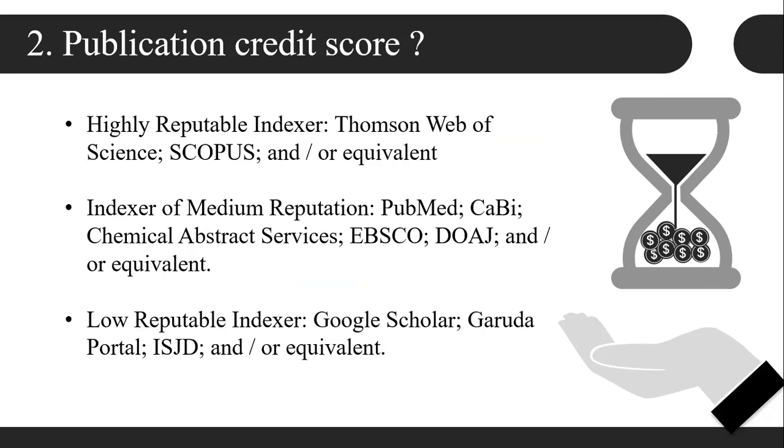The second one is indexers of medium reputation: PubMed, Chemical Abstracts Service, EBSCO, for example, DOAJ, and other equivalents. The last one, the lowest reputable indices, is Google Scholar and other portals, where you can see that you have few indexers there. So which one are you targeting? This is the very important question you have to ask yourself if you are looking for time or speed, or what the criteria are.